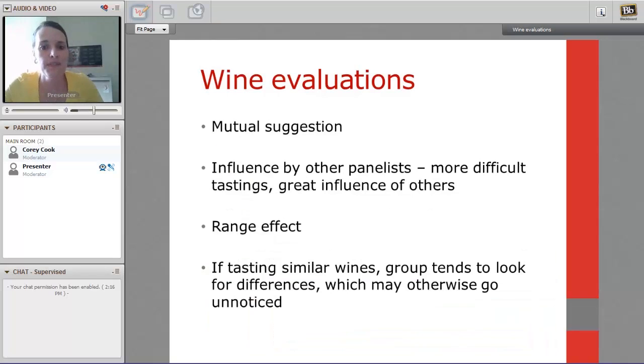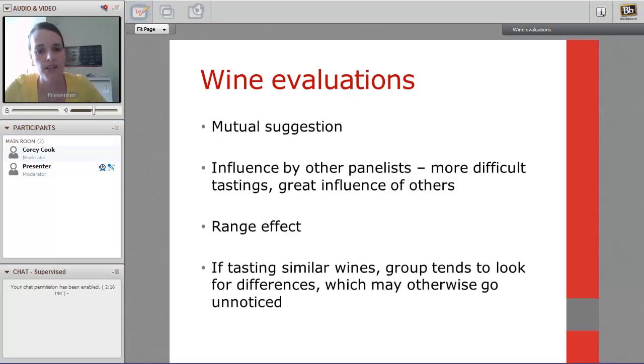Mutual suggestion, being influenced by other panelists, can influence what we think of a wine. In more difficult tastings, there is a tendency to be more influenced by other people because you maybe don't feel as secure in your ratings. But there's a tendency for us to be influenced by others.